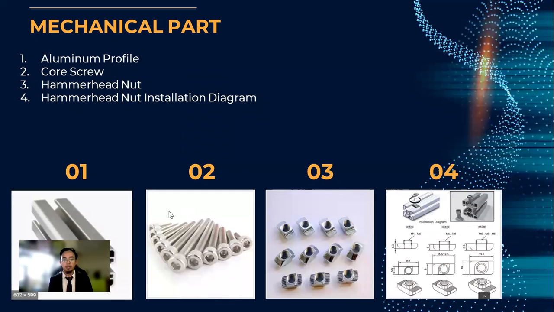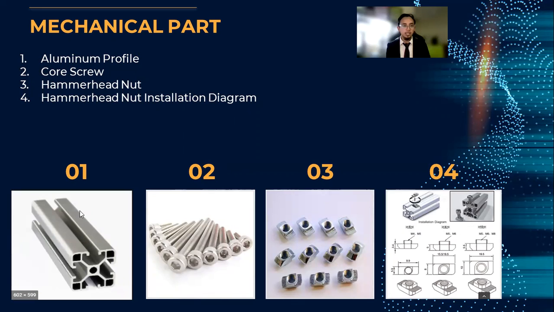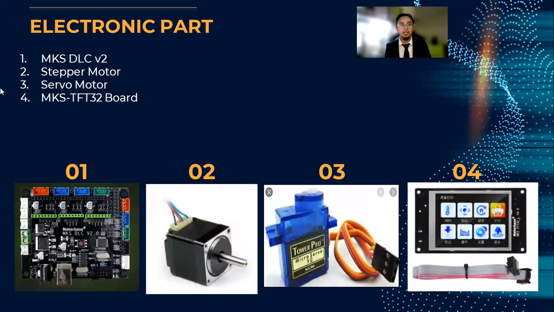All right. So for the mechanical part 2, the first picture is aluminum profile. Second picture is core screw, or we call it Allen key screw. The number 3 is hammer nut, which is designed especially for aluminum profile, and this is the installation diagram. Okay, we move to the next part, electronic part.